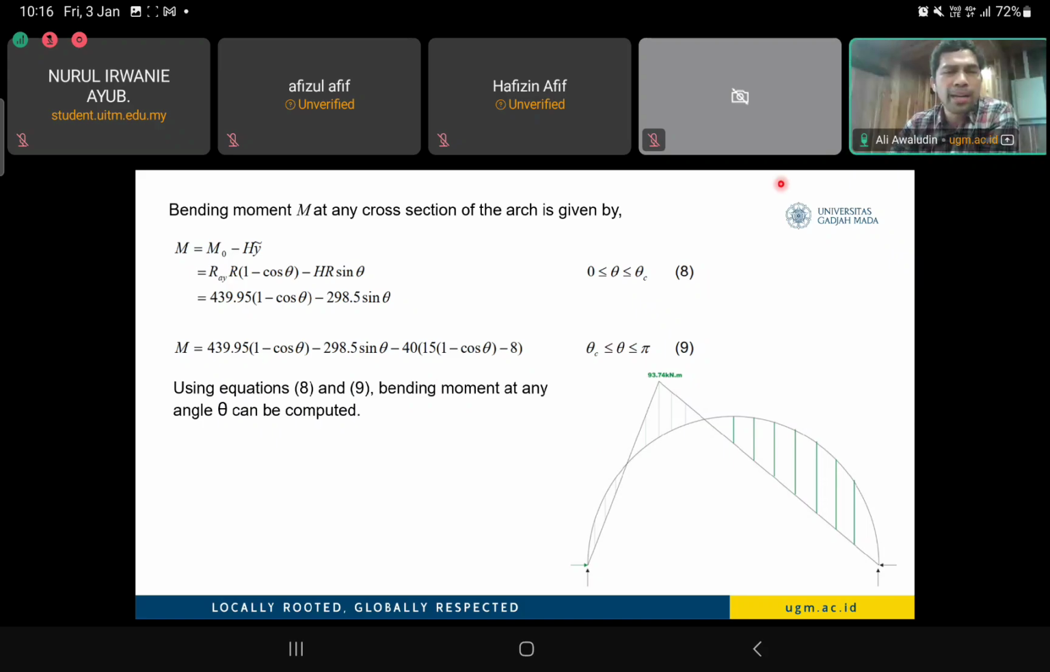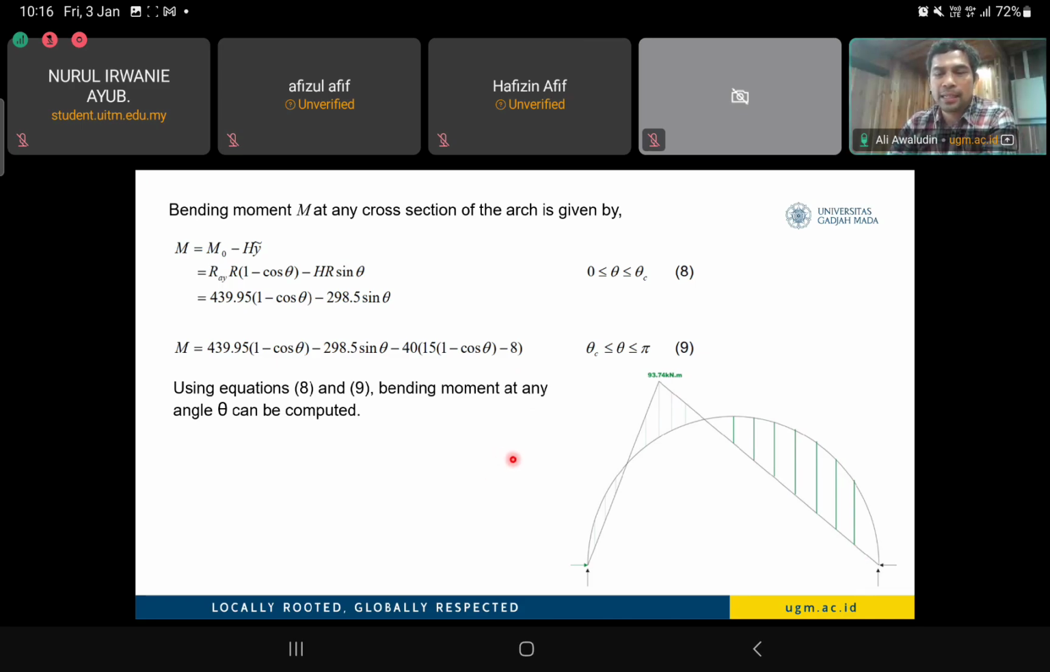This is the bending moment. So maybe later on from the bending moment, you can also have the shear force and also the normal forces. So using equation 9 and 8, we can draw the bending moment at any point. The angle can be computed, okay? So like this one. This is the bending moment.